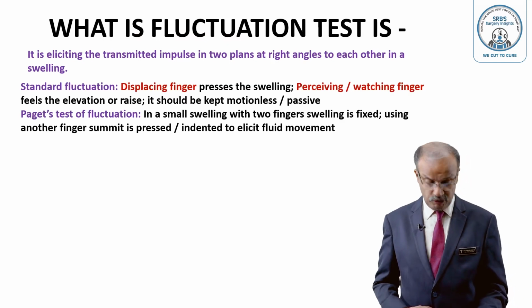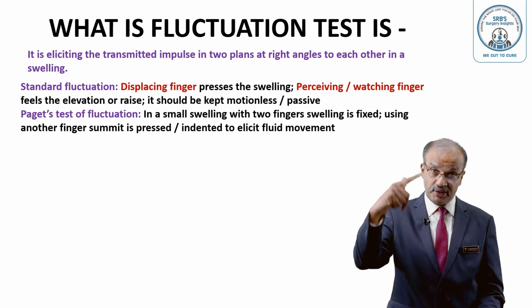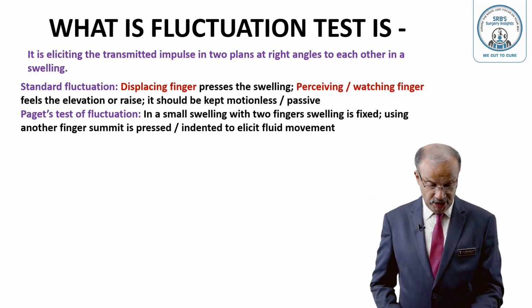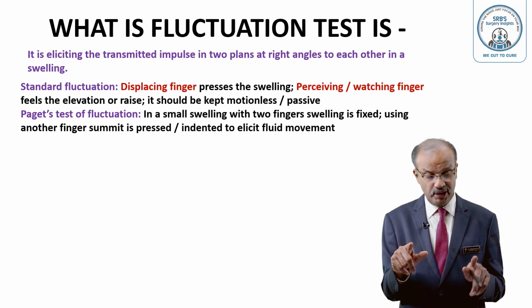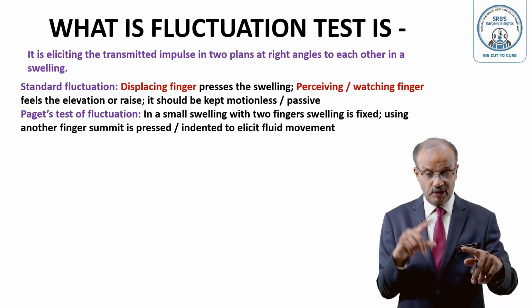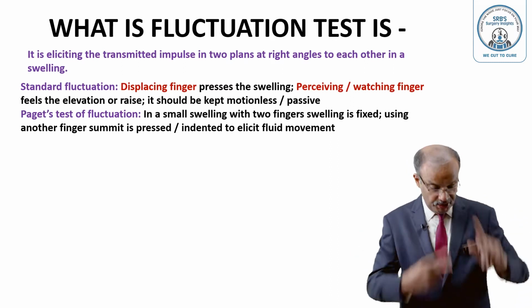So, in standard fluctuation, the displacing finger presses the swelling, and the perceiving, watching finger feels the elevation, in two directions. The other finger should be kept motionless, passive. Then it should elevate on its own; you are not doing it. Press, and elevate in two directions, and these two directions should be perpendicular to each other.